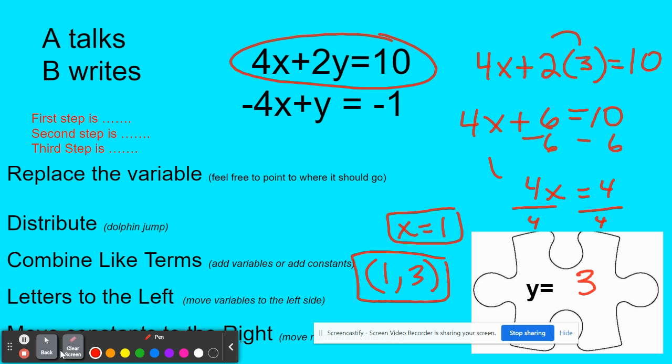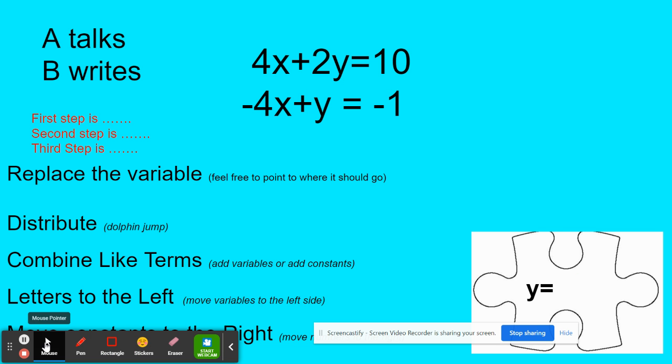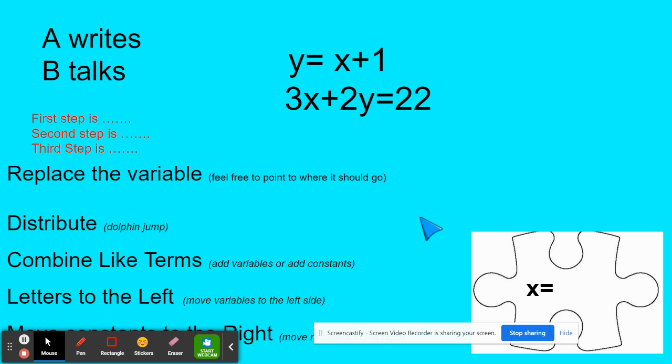All right? Awesome. Let's clear our screen. Let's go back to the mouse. Let's switch roles again. B is going to talk. A is going to write in 3, 2, 1. Let's go. So super simple. You guys got this. All right? I don't even think you need me to help you on this one. Let me just check your work.